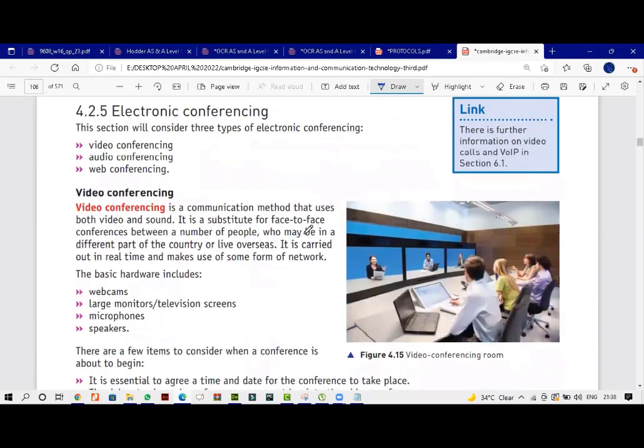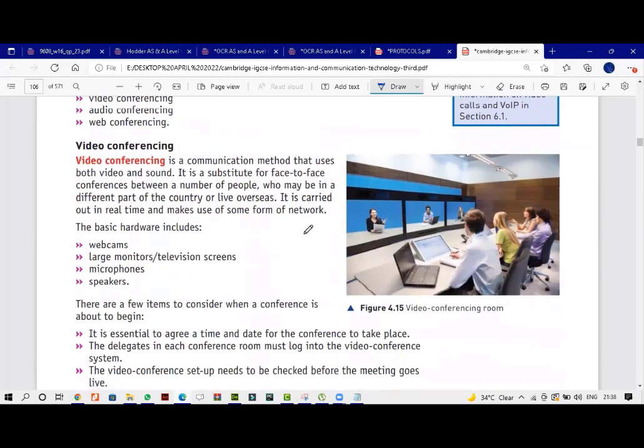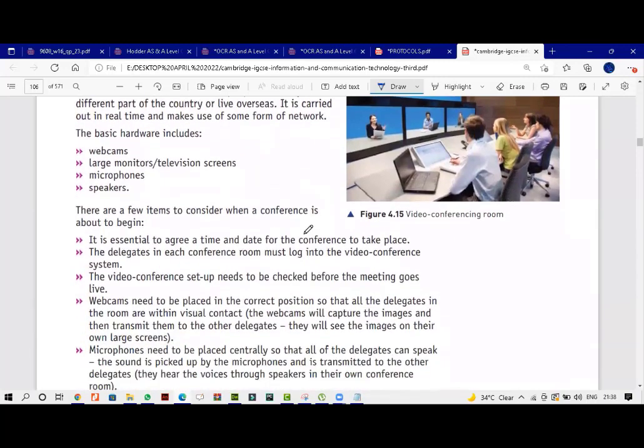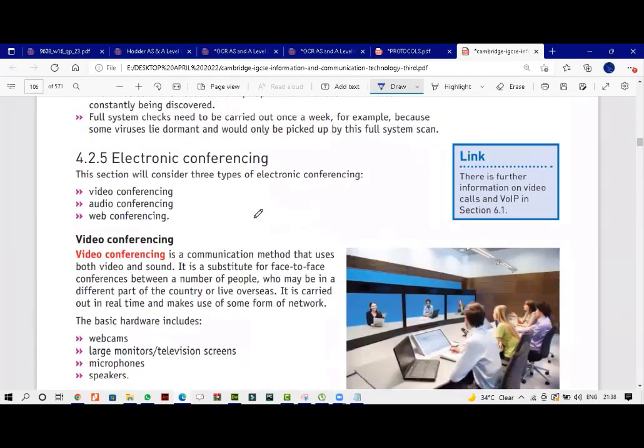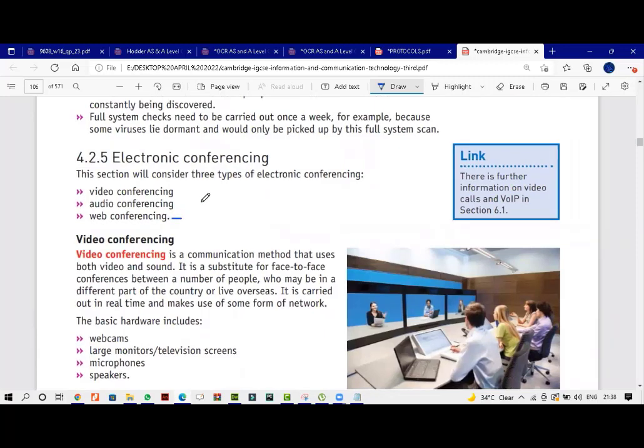Electronic conferencing, video conferencing, what devices are used. You should know what audio conferencing is. Obviously, when you don't have video, you just discuss with audio. And web conferencing is when you use a web portal on a web page. So web conferencing includes lots of features on a web portal to share documents.